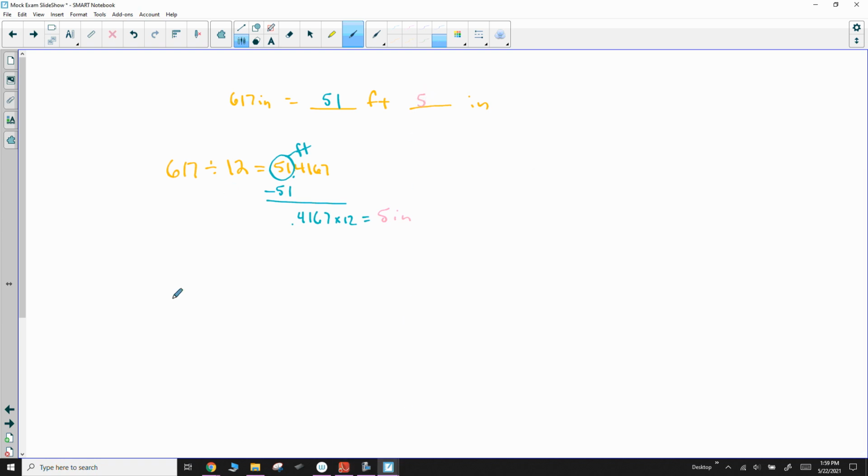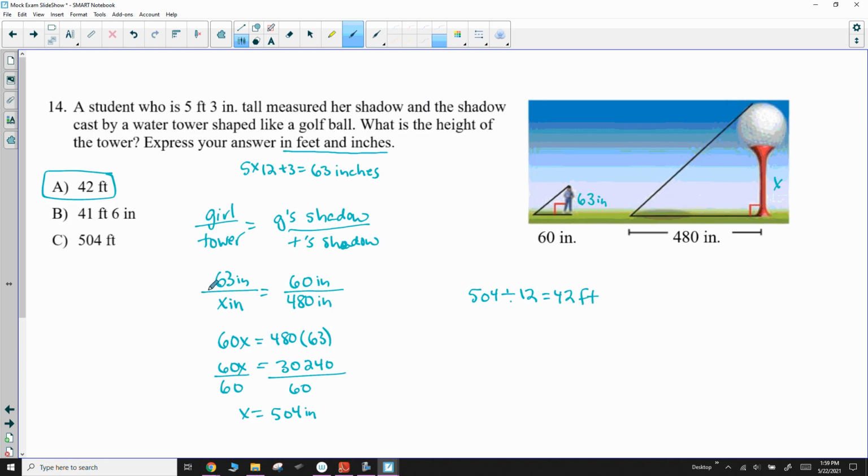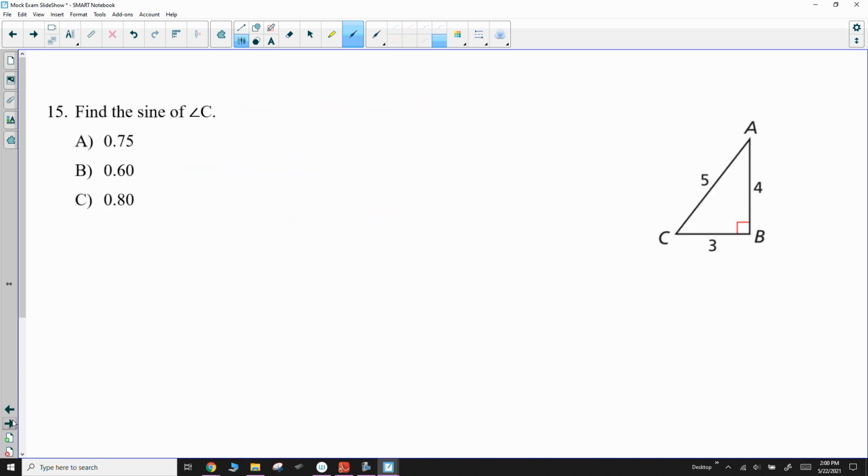So in the event that you don't have a full foot situation going on here, that's how you would do it to get the feet in inches. All right, look, this is one of the distractors, 504. Make certain that you know what it is that you're finding. Okay, let's keep moving. Find the sine of angle C.